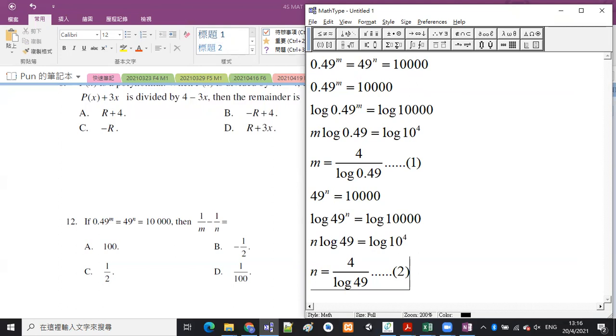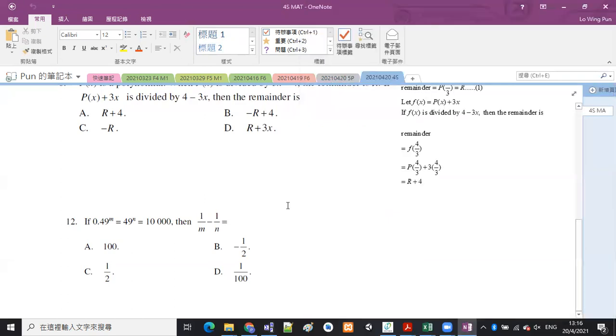Question asks to find 1 over m minus 1 over n. What is 1 over m? M is this fraction. Then 1 over m is just the reciprocal of this fraction. So that is the upside down. Okay, so that should be log 0.49 over 4. And 1 over n is also like this. Okay, just the reciprocal of this fraction. Okay, and then we find the difference between these two fractions. Let me paste it here first.